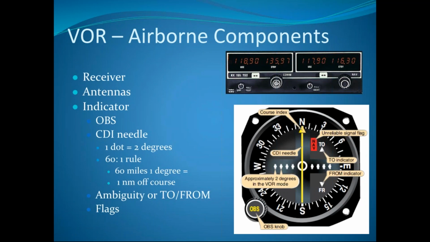Remember that the VOR is line of sight navigation. If there's an obstacle in the way of the VOR signal, then that's when we would see these unreliable signal flags. Or if we're too far away from the station. Remember, high VORs, service volume 130 nautical miles, low VORs 40, terminal 25. So if we're tuned into a terminal VOR and we're 40 miles out from the station, we're probably going to see an unreliable signal flag.